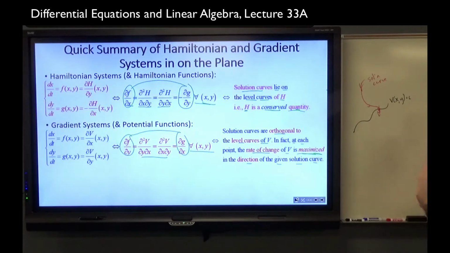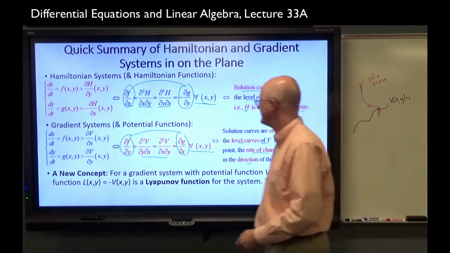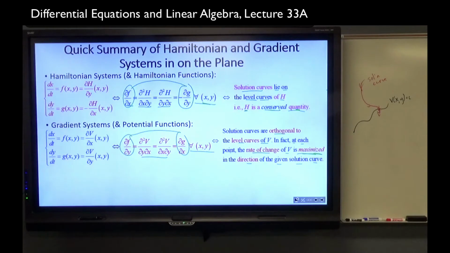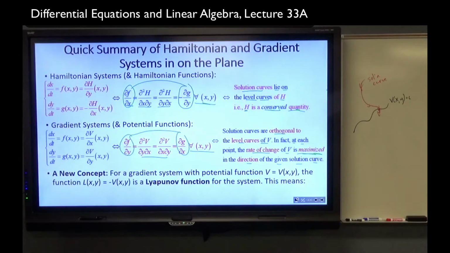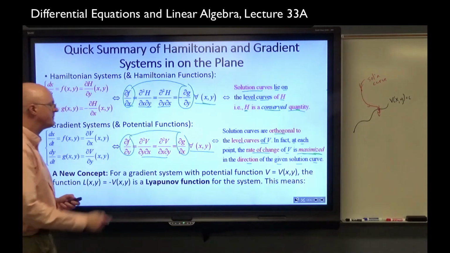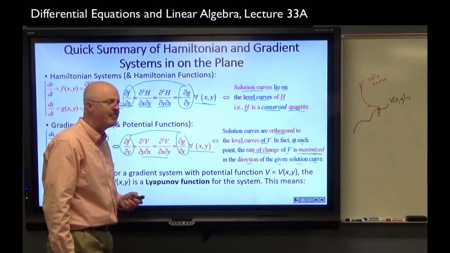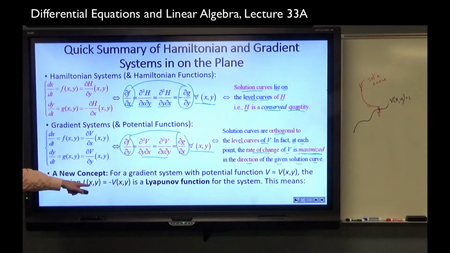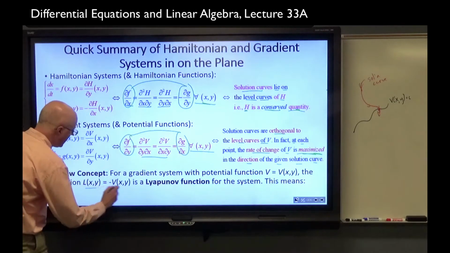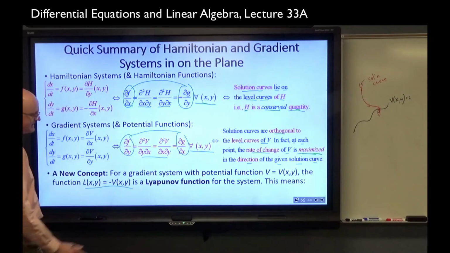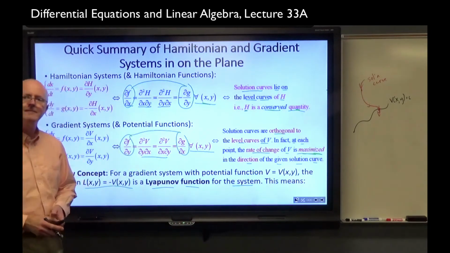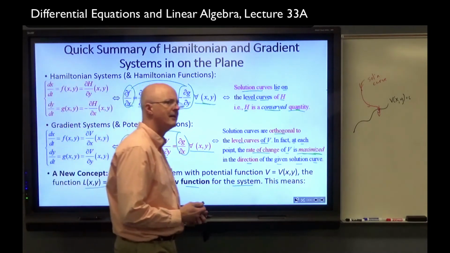And we are thinking about this for... and we'll see that in some pictures here shortly. Here's a new concept. For a gradient system with potential function V, the new function L, that is the opposite of V, is called a Lyapunov function for the system. It's got a new name, Lyapunov function.